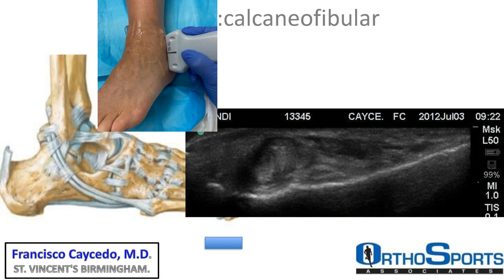So how do we know it is the ligament, and how do we know we have a pathology? Again, with active motion, when you do the forced inversion, you can see how the ligament is stretched out.